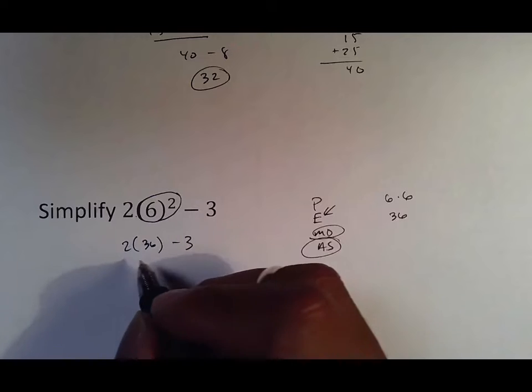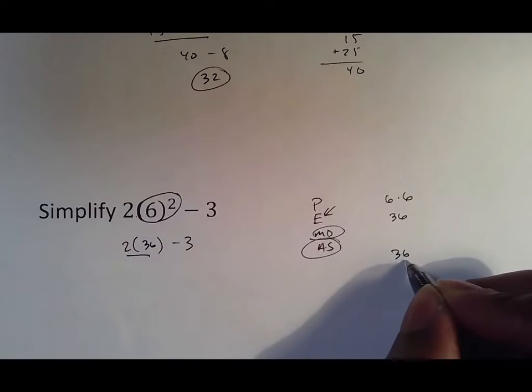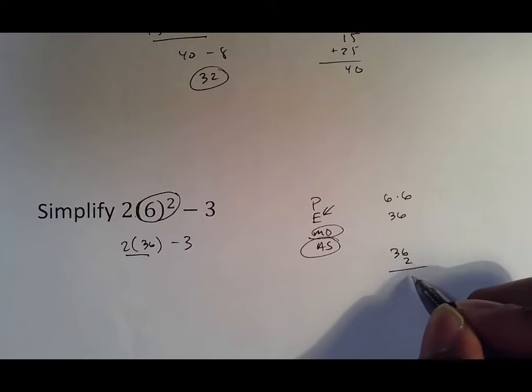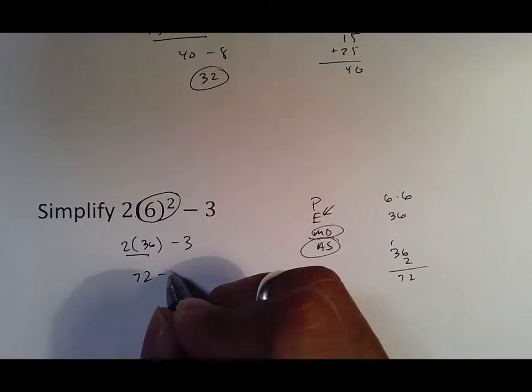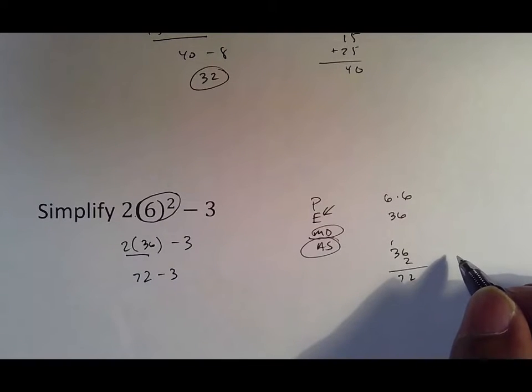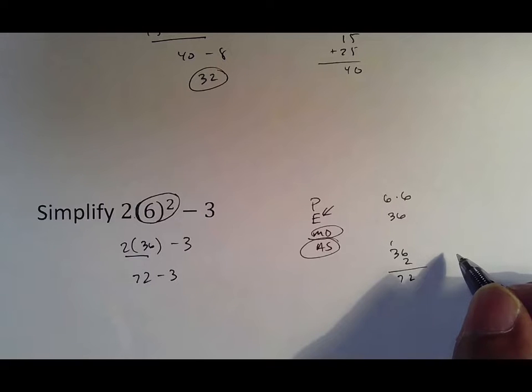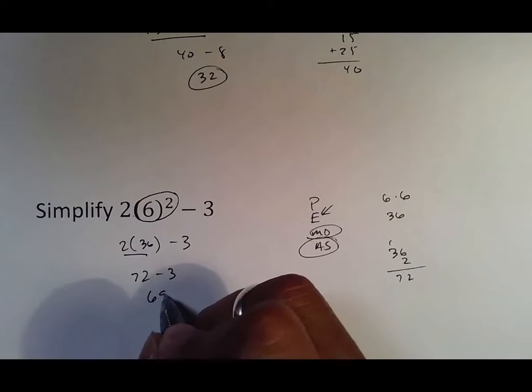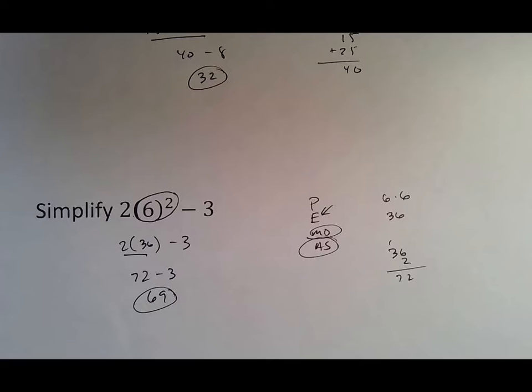Multiplication, subtraction, multiplication stronger. Go off to the side, do your work. 6 times 2 is 12, carry the 1, 6, 7, 72 minus 3. And if you count backwards using your fingers, 71, 70, 69 is your answer. That would be what we're looking for. All right.